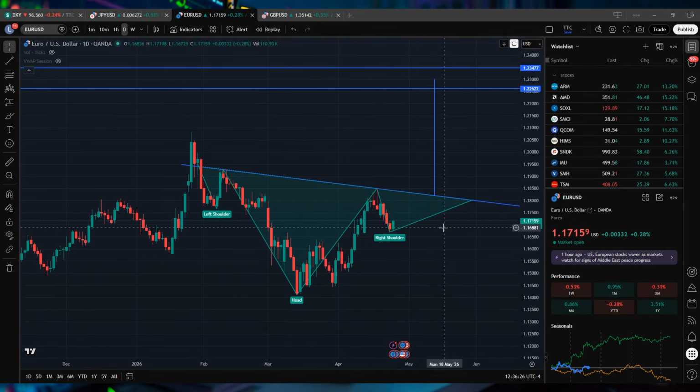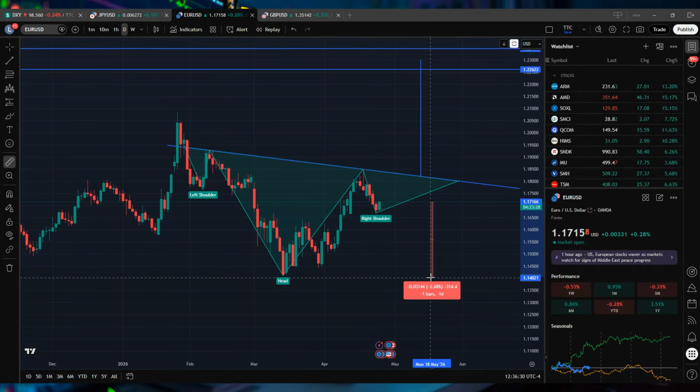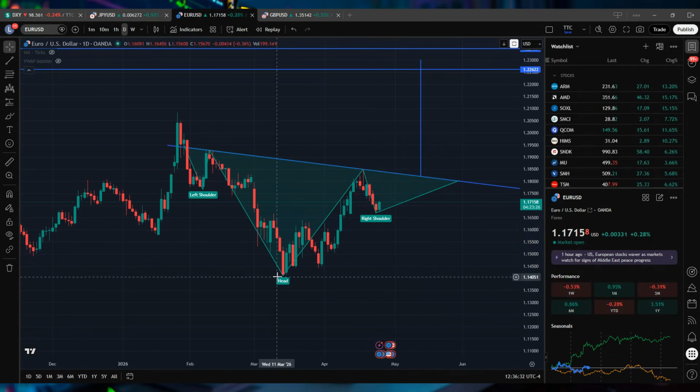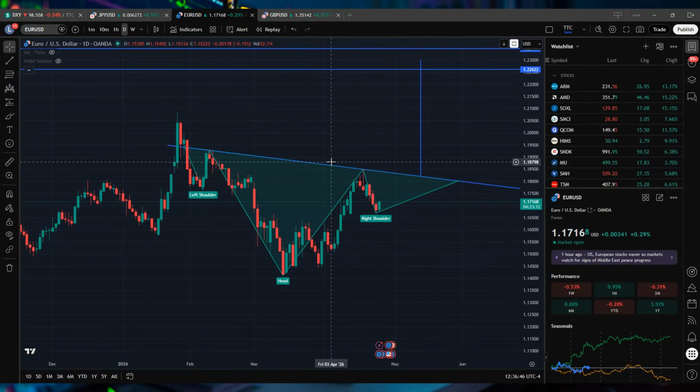Now, this pattern will get negated if the comparison between the euro and the USD continues to fall and falls below the head over here around 1.14. If it falls below 1.14, then this pattern will be negated. But for now, I'm continuing to keep an eye out on this trend line.